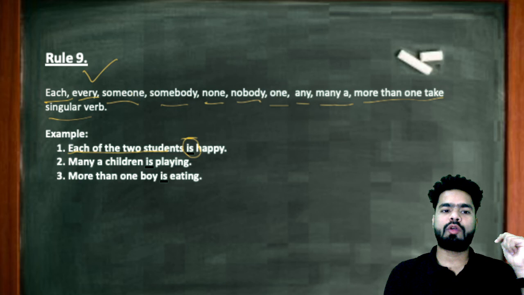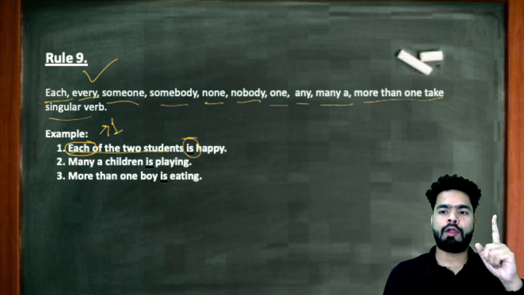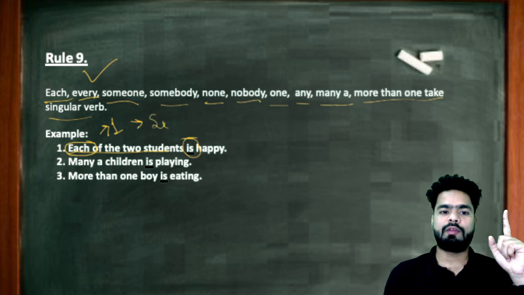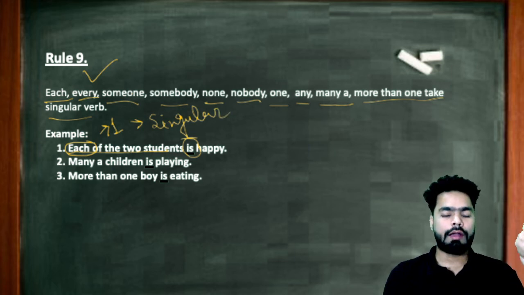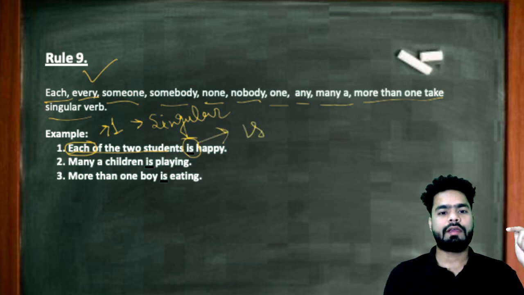Why? We are talking about each. Each means one. Each means one. We are talking about one out of the two students. When we are talking about one, and one is always singular. When one is singular, which means our subject is singular and the verb will also be singular, which is here, is. Clear?